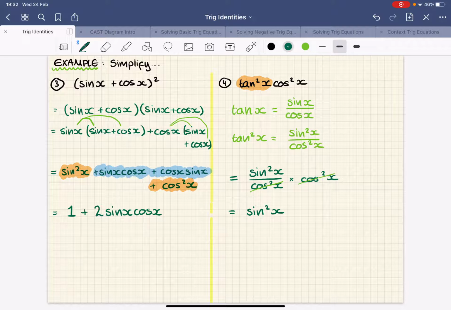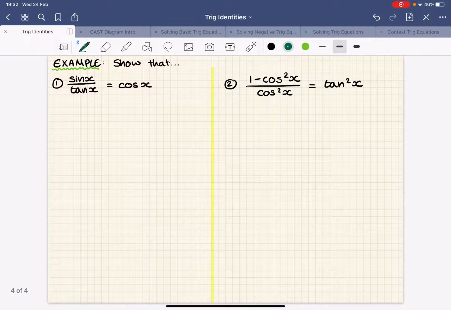Okay, so those are some questions where it's just simplified, but there's another way that these can be asked, and that is where it says show that. So this time, these can actually be quite nice questions because it gives you a guide of where you want to get your answer to. But there is one particular way to lay it out to show that you're proving it. And that's what I'm going to go over.